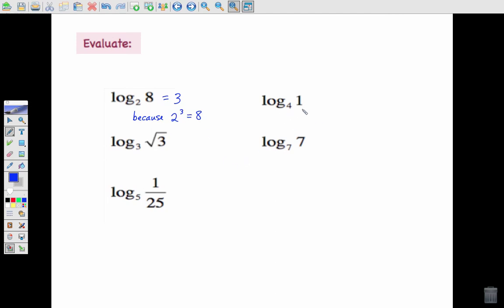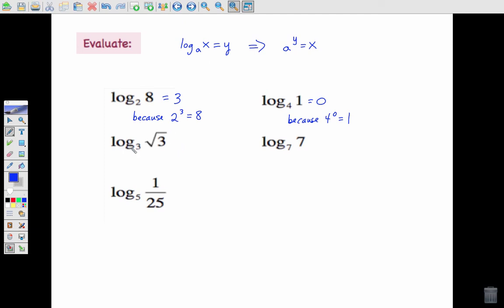Okay, now let's look at log base 4 of 1. So this is asking 4 to what power equals 1? Well, anything to the 0 power equals 1. So log base 4 of 1 is 0, and that's because 4 to the 0 power is 1. I'm just going to rewrite the definition.